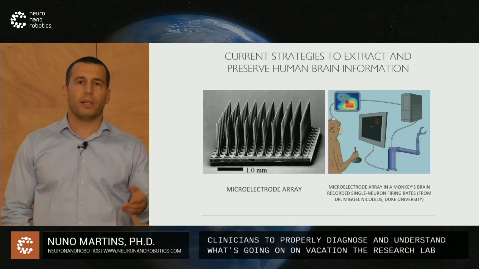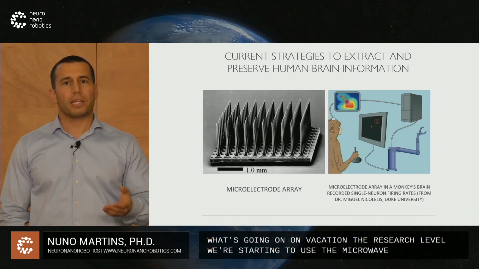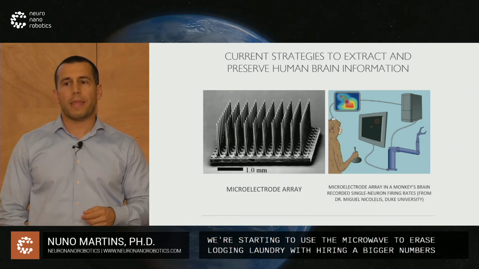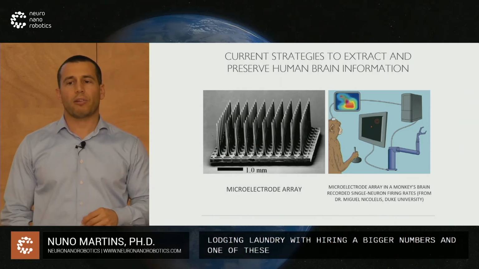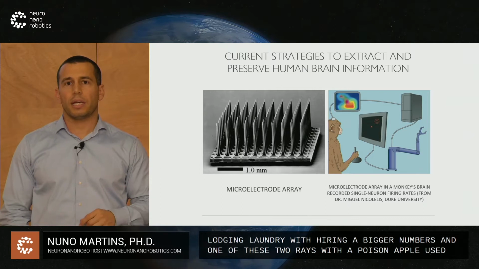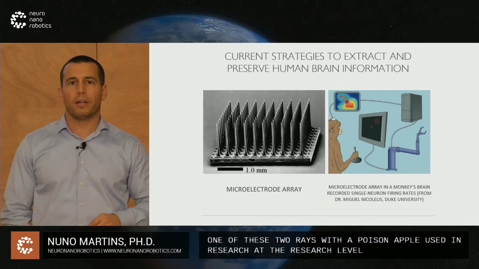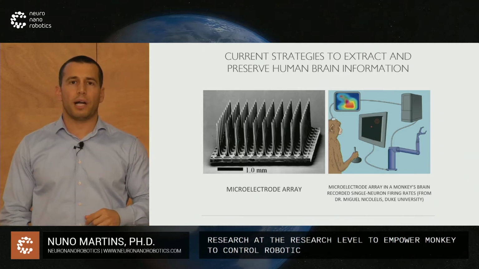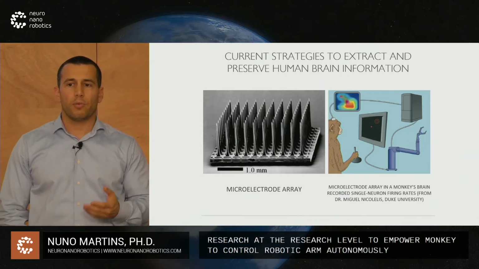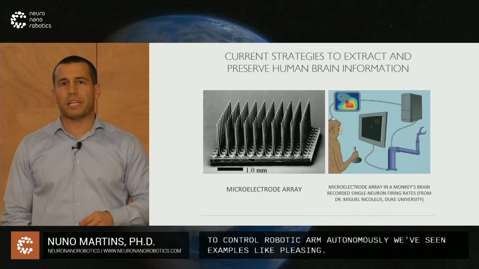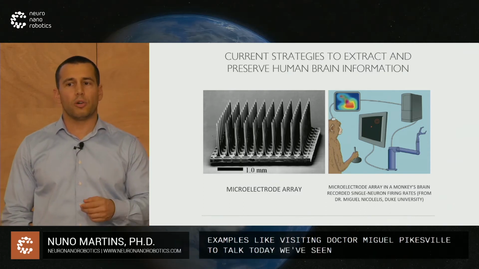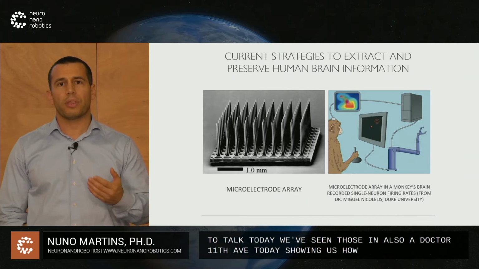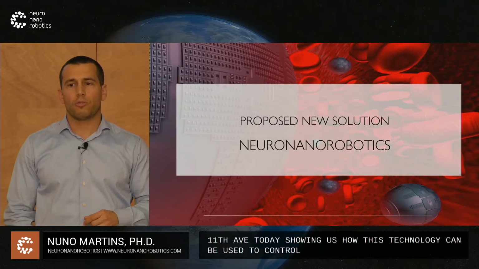At the research level, we're starting to use microelectrode arrays, larger and larger with bigger numbers. And one of these microelectrode arrays was, for example, used in research to empower a monkey to control a robotic arm autonomously. We've seen examples like these in Dr. Miguel Paes Vieira's talk today. We've seen those also in Dr. Lebedev's talk today, showing us how this technology can be used to control robotic arms.